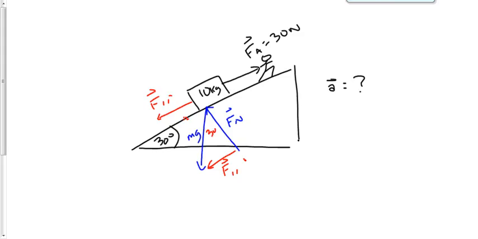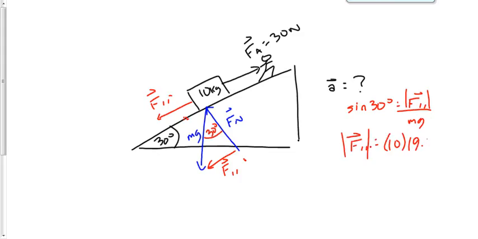And that's going to be how we're resolving this vector, how we're dealing with this funny angle, a little bit of a different way. We're going to say sine 30 degrees is equal to opposite, F parallel, over the hypotenuse, or we're going to say F parallel is equal to 10 times 9.81 times sine 30, which is 49.05 newtons. So let's label that. 49.05 newtons to the left and down, and then the applied force is 30 newtons up and to the right.